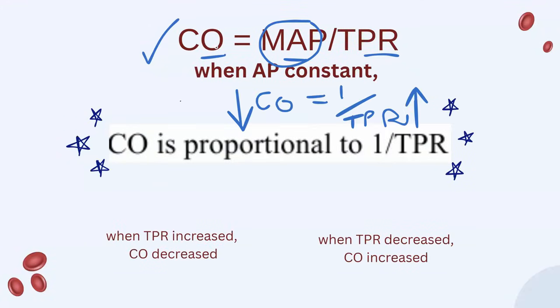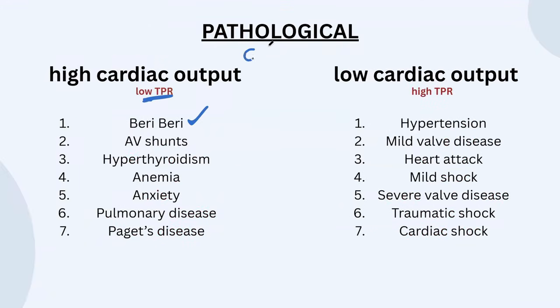Let me put the equation for you again. Cardiac output equals 1 over TPR. So in beriberi, total peripheral resistance is decreased. That means cardiac output will increase, and it might cause high cardiac output failure.